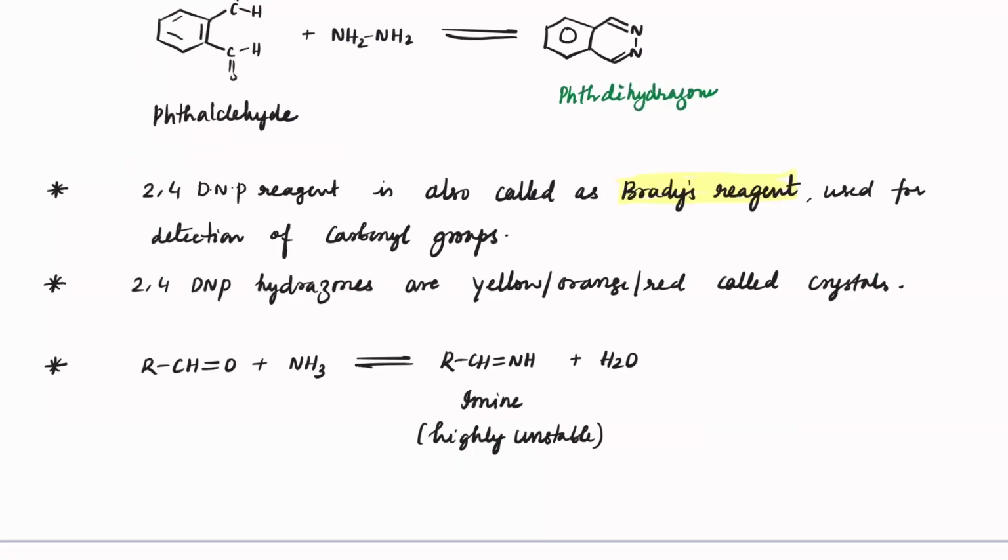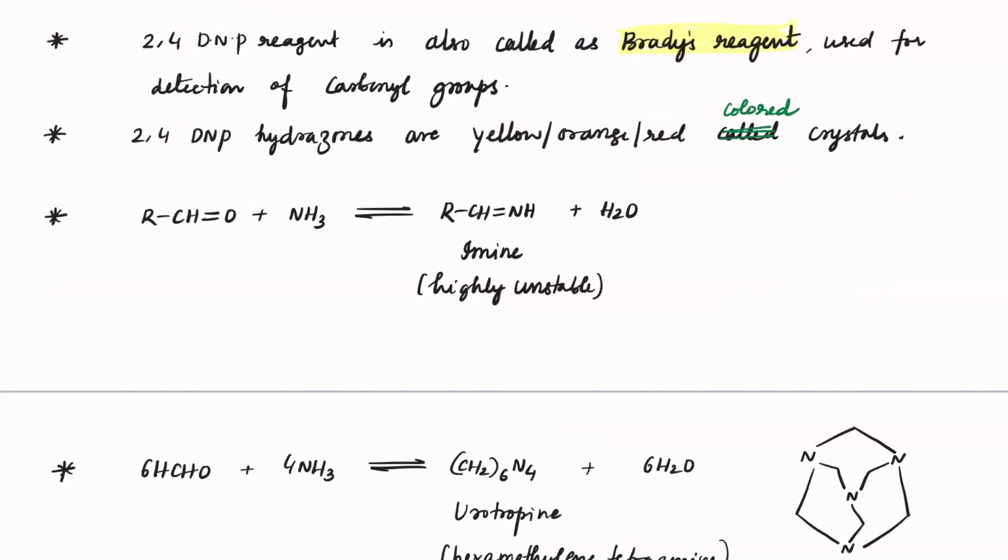Next. I told you this line already. The 2,4-DNP reagent is also called Brady's reagent. It is used for detection of carbonyl compounds. 2,4-DNP hydrazones are generally identified as yellow, orange, red color crystals. Colored crystals. Okay, this is very important.